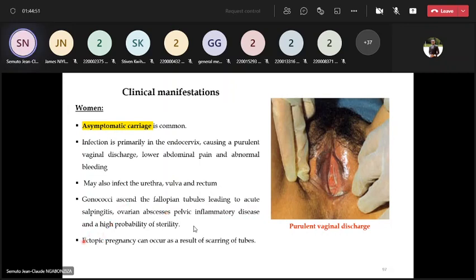Sometimes it can cause ectopic pregnancy, which can be a result of scarring of the tube, damage of the fallopian tubes, allowing the eggs to drop and sperms also to find them, and the fecundation can just take place outside.